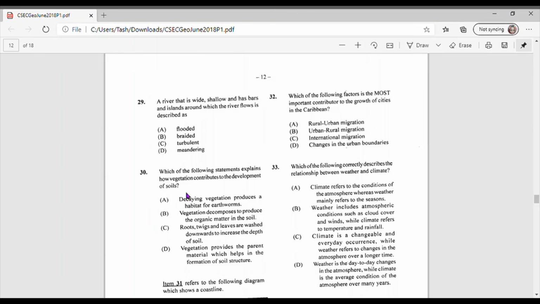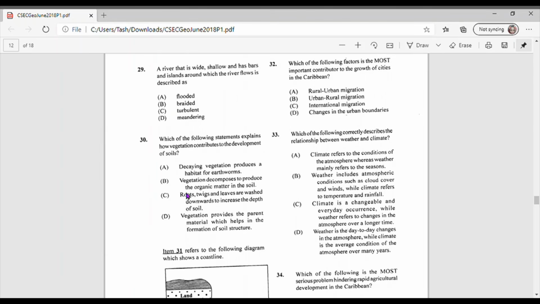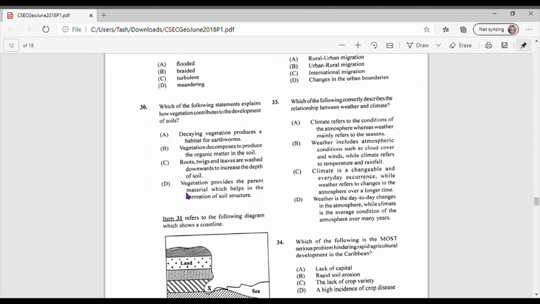Number 30, which of the following statements explains how vegetation contributes to the development of soils? A, decaying vegetation produces a habitat for earthworms. B, vegetation decomposes to produce the organic matter in soil. That is correct. C, roots, twigs, and leaves are washed downwards to increase the depth. No. Vegetation provides the parent material. No, it does not. So B would have been your answer. Vegetation decomposes to produce the organic matter in soil.